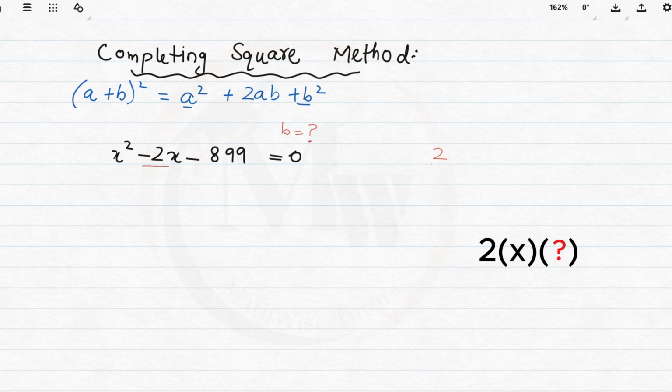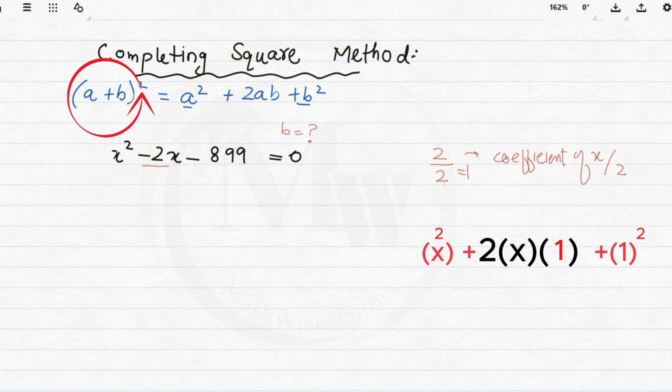So if we divide this coefficient by 2, that's the first step. We have to take the coefficient of x and divide it by 2. This will give you the b value. 2 divided by 2 is 1. So b is 1, and it completes 2 times x times 1, which is 2ab. So what is a square plus b square? Because we need to complete this square, it can be written as x square plus 1 square. That means we need to add 1 square.